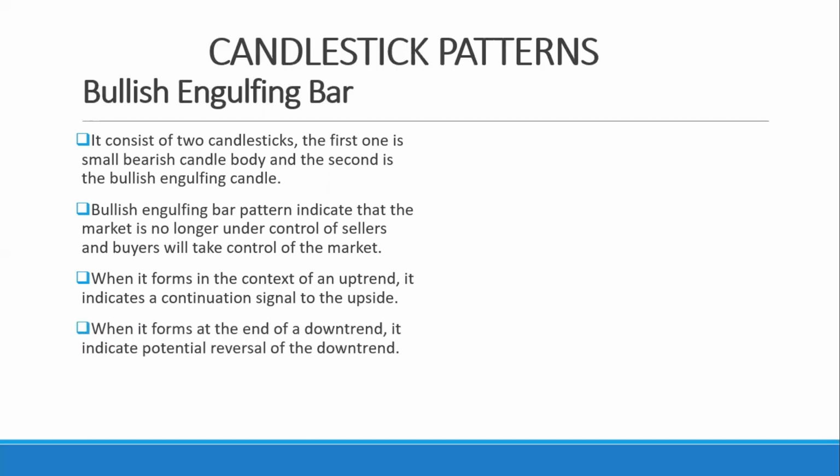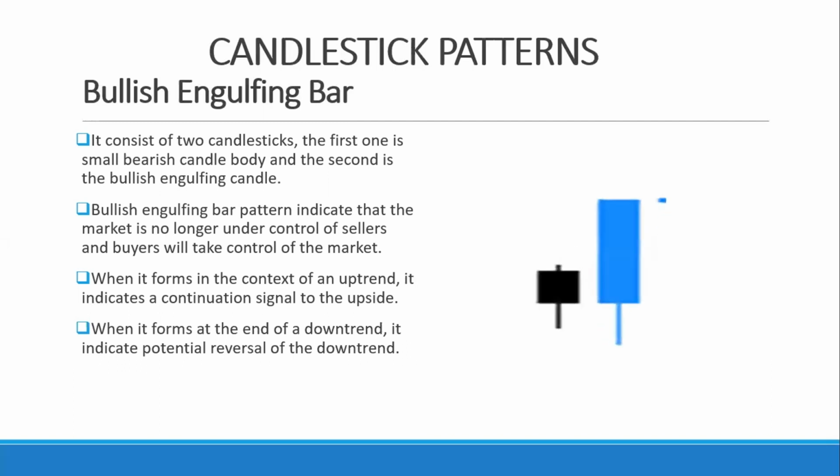Now, when it forms at the end of a downtrend, it indicates potential reversal of the downtrend. Remember, the key word here is potential reversal. It does not necessarily mean that the market will reverse at this point, but it's giving you a signal that the market may reverse. So there are other confluences that you have to look out for before taking a trade. You don't just have to base it on the bullish engulfing bar.